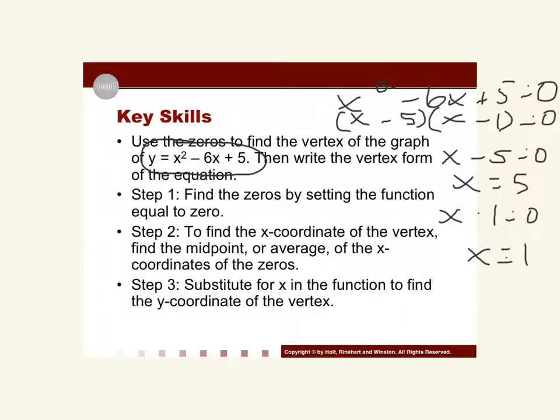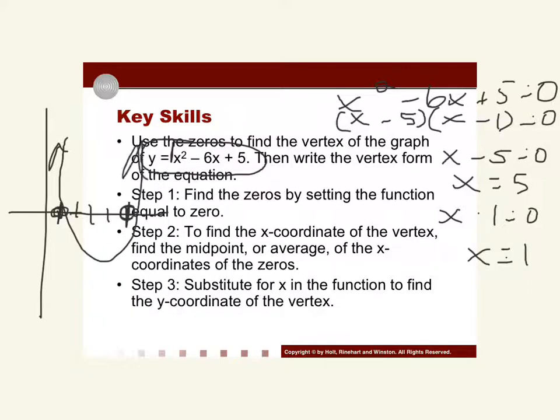Those are the zeros of my parabola, which means when I graph my parabola, it's going to cross the x-axis at 1 and 5. So it's going to cross there and there. Again, because the x squared term in front is just a positive 1, it's a normal looking parabola. Well, what we want to find out is, where does this vertex lie?